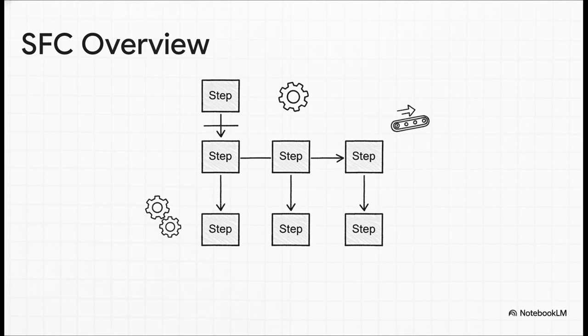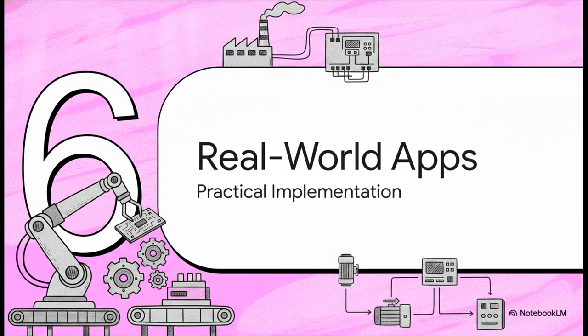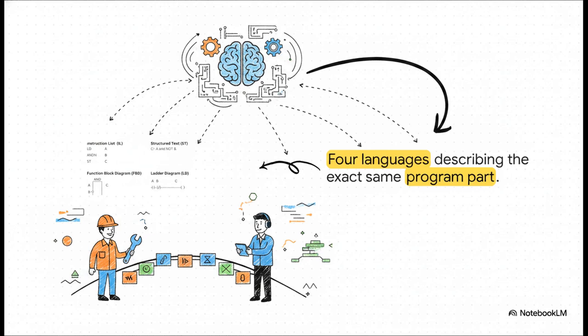And because it allows multiple control flows to run parallel at the exact same time, it is an absolute game changer for complex batch manufacturing where a dozen things need to happen at once. Section 6. Real-world industrial applications. Real-world implementation. Okay, here is the absolute crucial point to take away from all this theory.